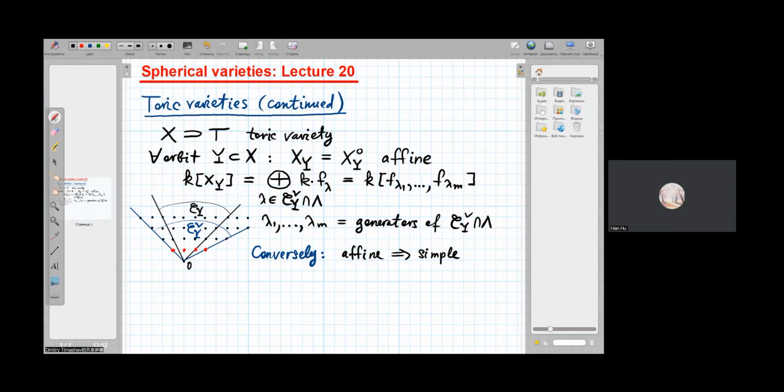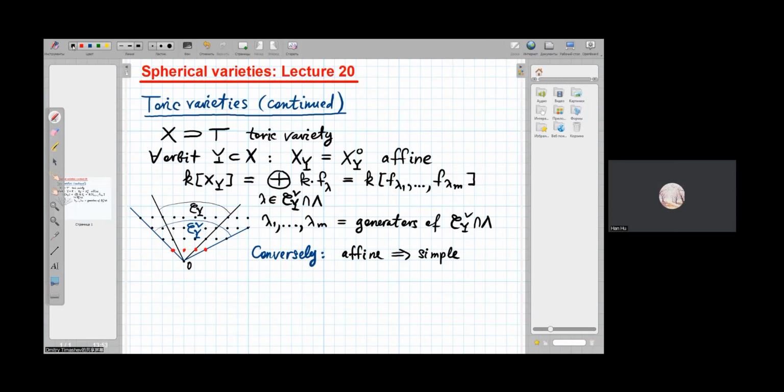But in our situation, we work in the spherical case, now even in the toric case, but we shall prove this fact later for spherical varieties. And even a more precise statement, we shall give a criterion for affinity of a spherical variety, which in particular implies that this variety is simple. So we shall prove this statement a bit later in general, for general spherical varieties. And now I leave it without proof.